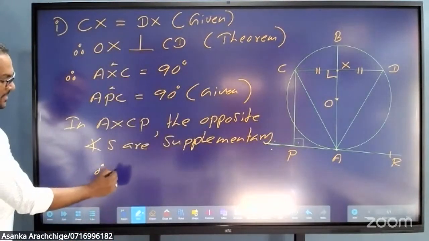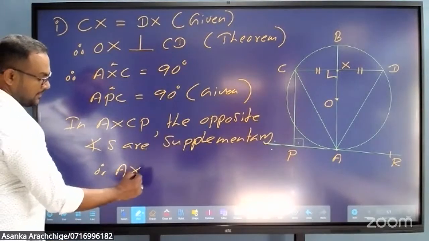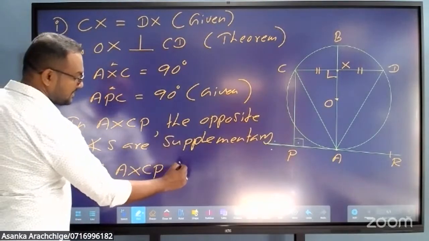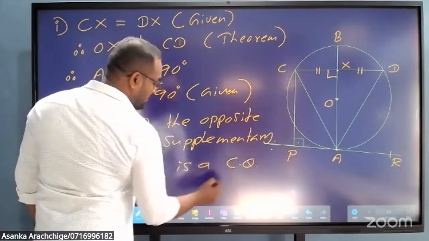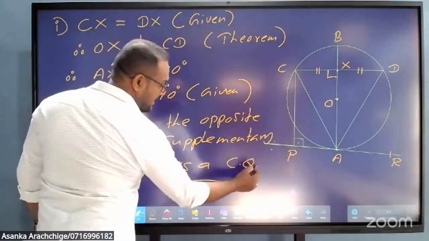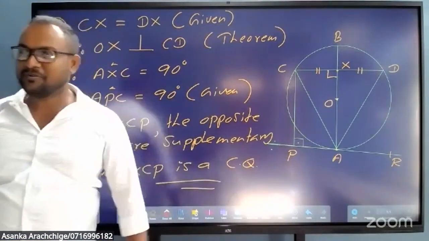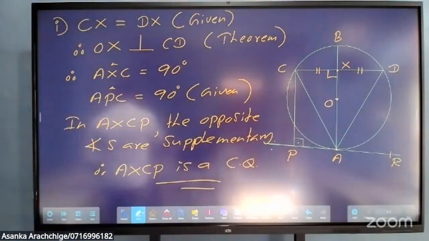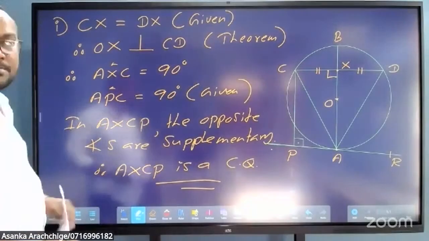Therefore, AXCP is a cyclic quadrilateral. Write that part completely, even though I have written CQ. Where I wrote CQ you have to write cyclic quadrilateral. Clear? Have the reason?